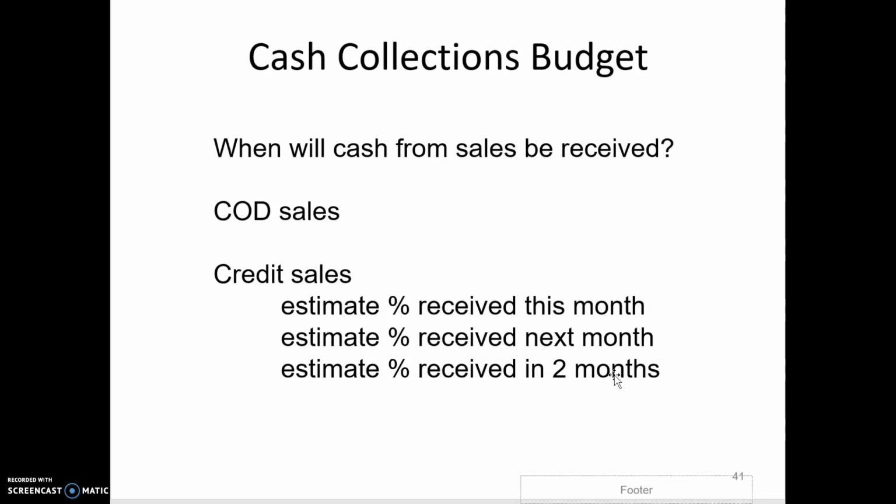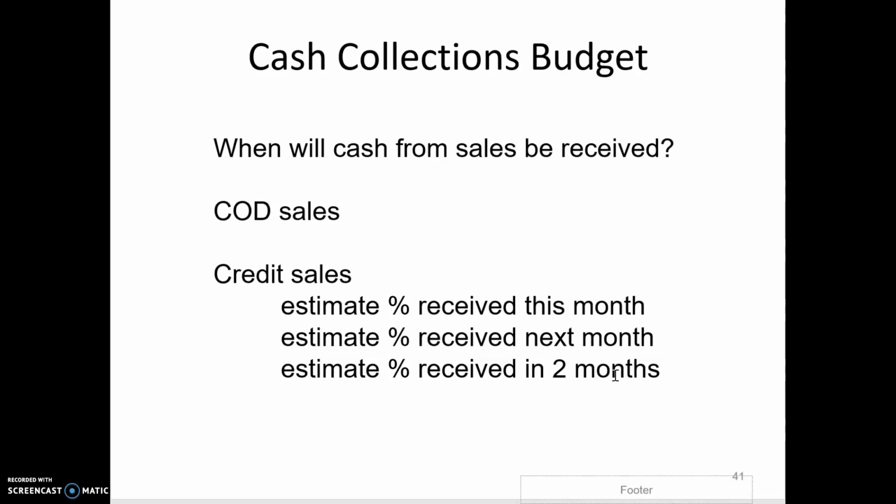We need to project when cash will be coming in. Now, it depends on how you structure the terms of credit. COD sales, those are your cash sales. You expect them to pay cash. You're not giving them until the end of the month or whatever, 45 or 60 days to pay the invoice.